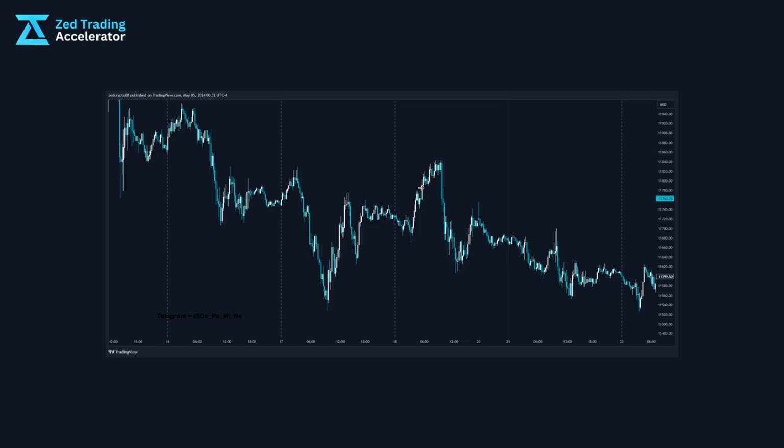As we can see right here, price went up higher. We took out an equal highs right here. Buy side liquidity taken. We took out an external liquidity, and then the price has shifted lower, creating the low of the day right here around the PM session, and then closed for the day.